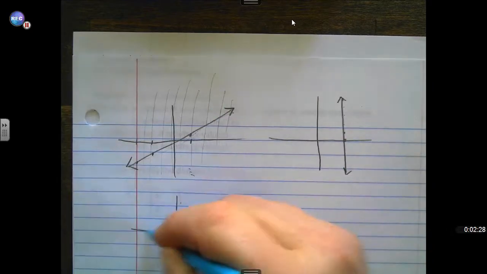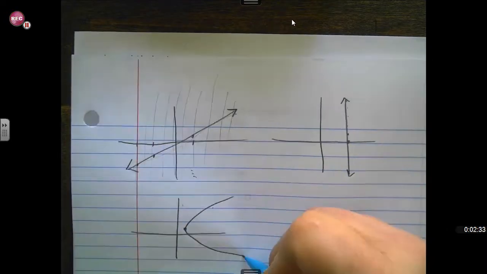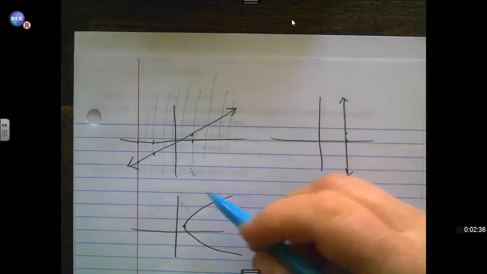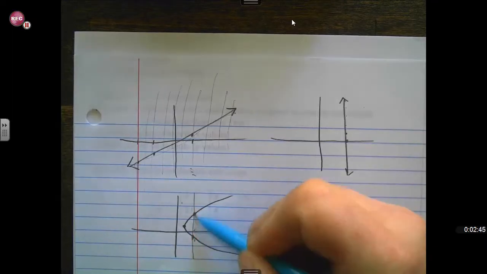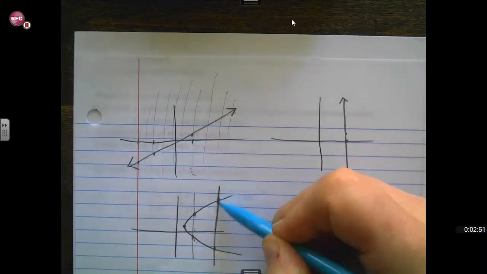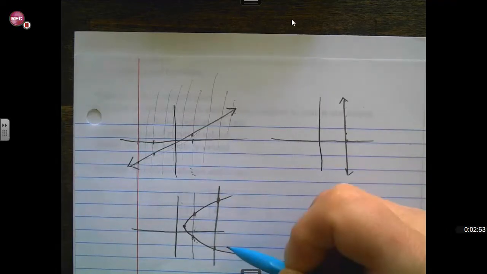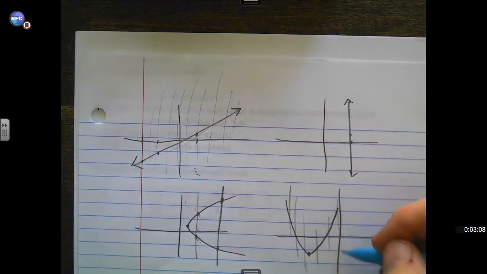But if my graph is, say, a parabola that opens this way, and we'll study those later on, as I look at the vertical line test, this vertical line, there's two y values. So this x value has two y values. This x value has two y values. Therefore, that's not a function. A parabola that opens up or down, like this, that is a function, because every x value has one and only one y value.